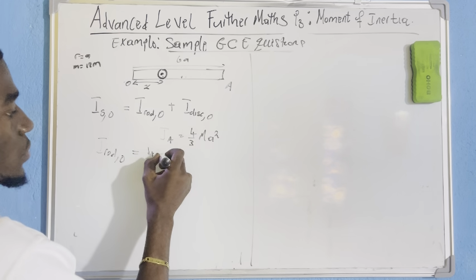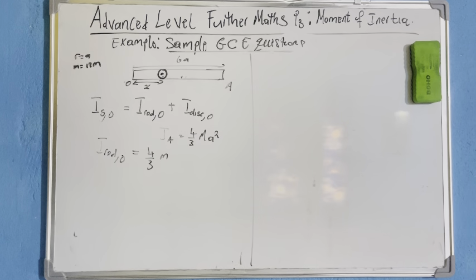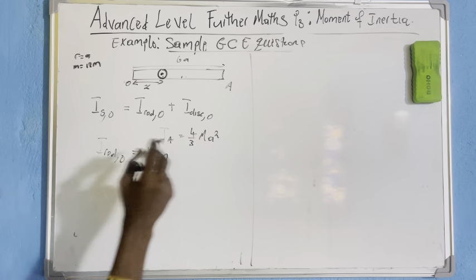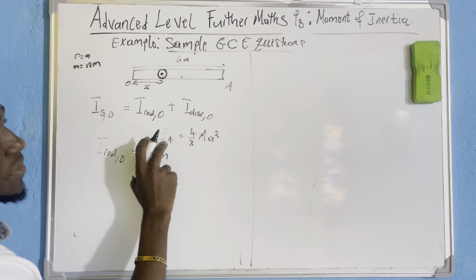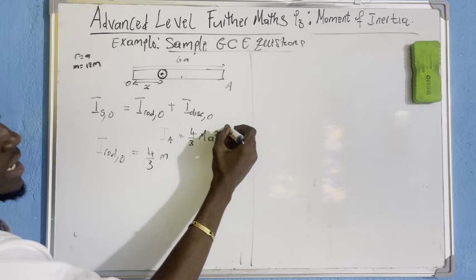It means that here I will simply replace 4 all over 3, rather than putting big M, I will put small m. And they gave the length of the rod as 6a. Remember, when we were calculating the moment of inertia of the rod about the end A, what was the length?